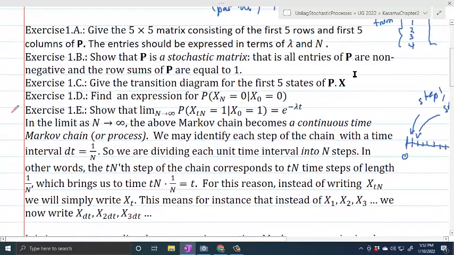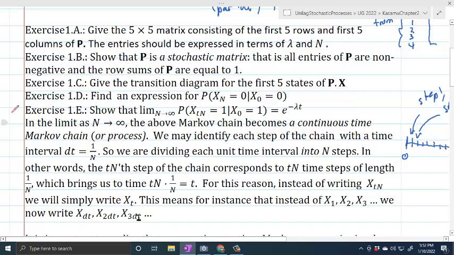All right. So we're dividing each time interval into n steps. In other words, if I take n times t steps in the chain, that's t times n steps of length 1 over n, which brings us to t times n times 1 over n. That means time t. For this reason, for a continuous time Markov process, instead of writing x of tn, we'll simply write x of t. The discrete process had x1, x2, x3. The continuous process would correspond to x of dt, x of 2 dt, x of 3 dt.